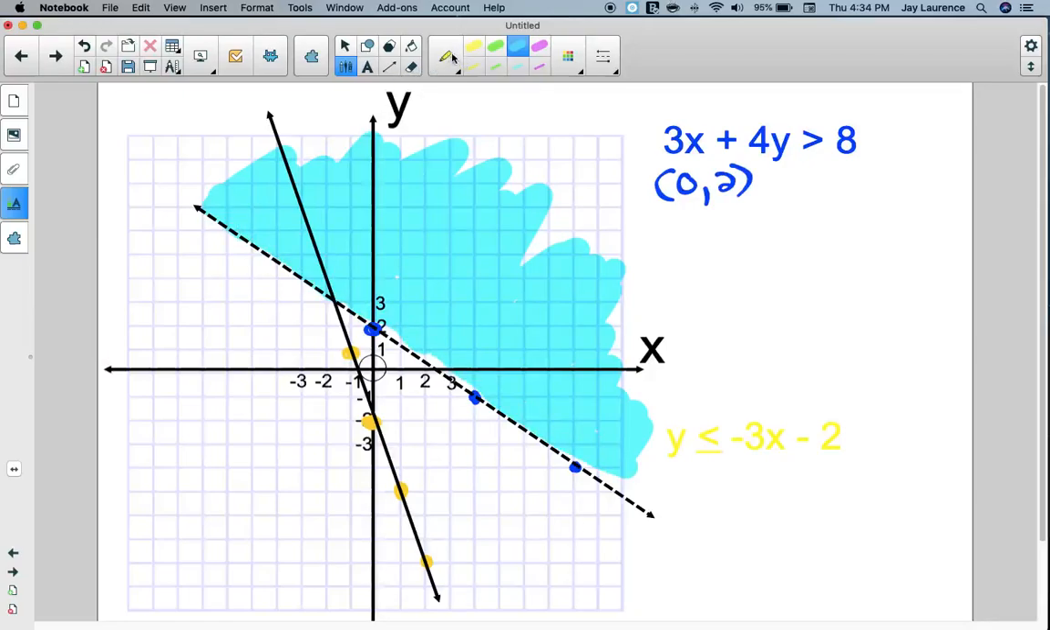All right, now I got to decide for the yellow one. Do I shade the origin? Well, 0 is less than or equal to -2. That is not true. So I don't want to shade the origin side of the line. So I'm going to shade this side.